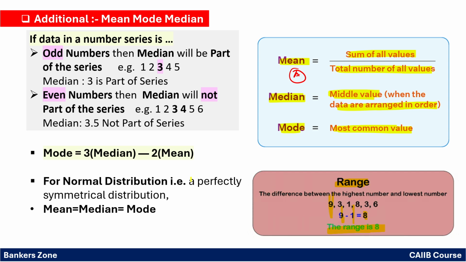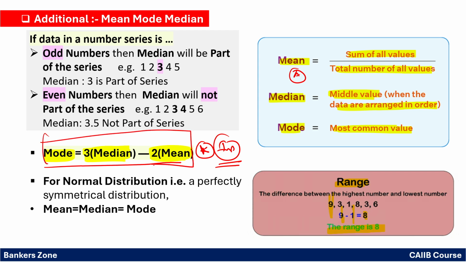Okay. Now, one thing you remember from an exam point of view is the relation between mean, mode and median. Mode is equal to 3 times the median minus 2 times the mean. That relation you have to remember for the exam. Again, I will mark a star because many times they ask questions based on it. They will directly give you mean and median, find the mode like that. So remember, mode is equal to 3 times median minus 2 times mean.